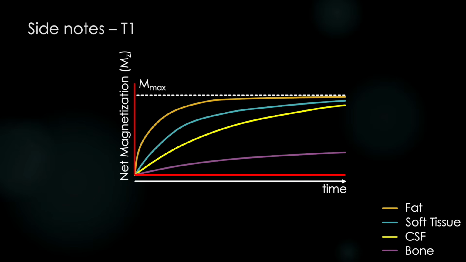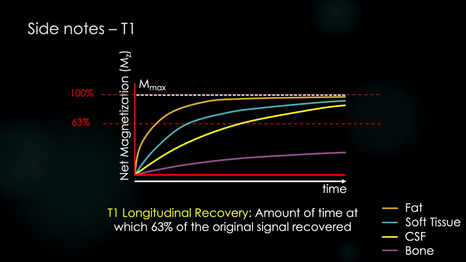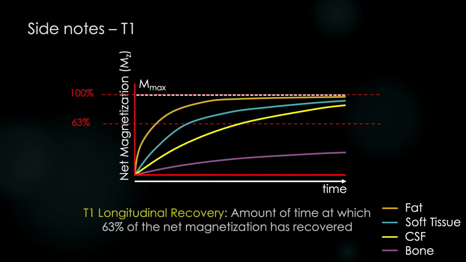And just like in T2 decay, somebody somewhere needed to get their name on a paper and they set a definition for T1 recovery. So the number that was decided upon was 63%. And this is the definition of T1 recovery, the amount of time it takes for a tissue to rebuild 63% of its maximum net magnetization. Some references will say the time at which 63% of the signal has recovered, but I think a more accurate term is the time at which 63% of the net magnetization has recovered. Signal is a little too general here and can be misleading.